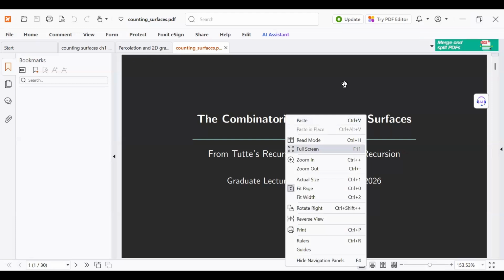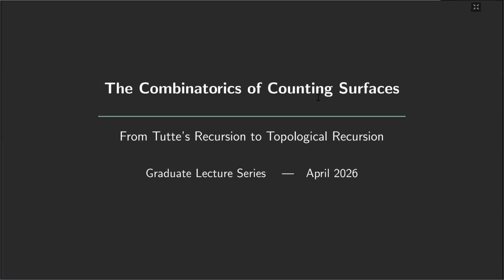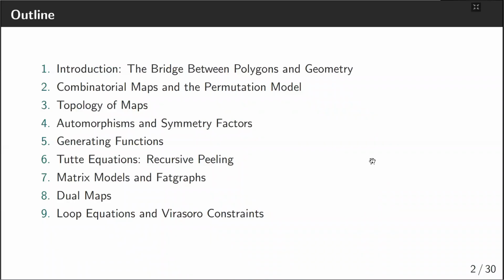Okay, cool. So today I'm going to talk about the combinatorics of counting surfaces, from Tutte's recursion to topological recursion. This is based on Eynard's textbook, chapters 1 and 2. So this is the outline. I'm going to talk about the introduction and the permutation model, topology, automorphisms and symmetry factors, generating functions, Tutte's equations, matrix models and fat graphs, dual graphs, dual maps, loop equations, and the Virasoro constraints.